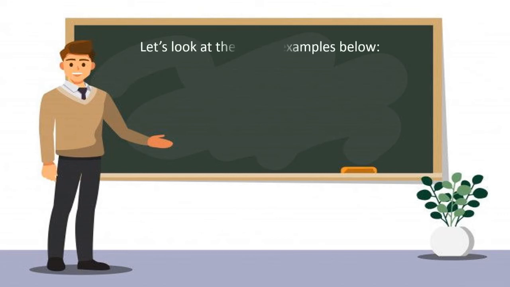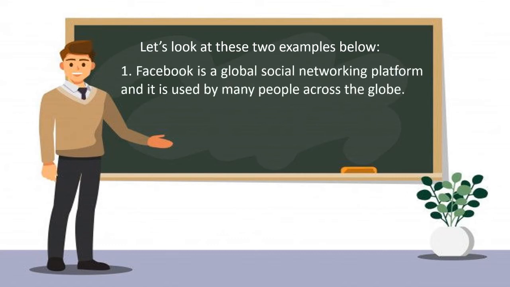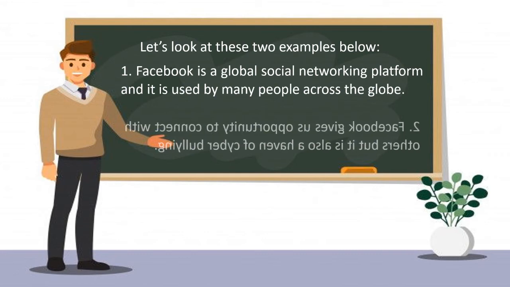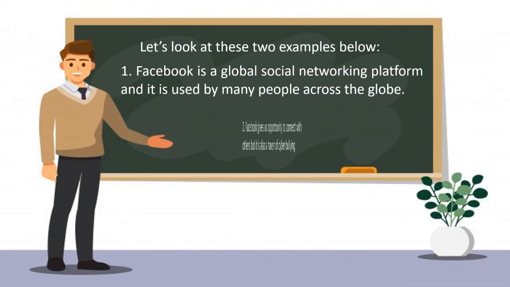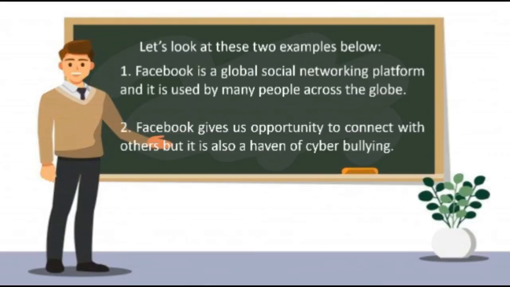Now, learners, let's look at these two examples. Number 1. Facebook is a global social networking platform and it is used by many people across the globe. Number 2. Facebook gives us opportunity to connect with others, but it is also a haven of cyberbullying.